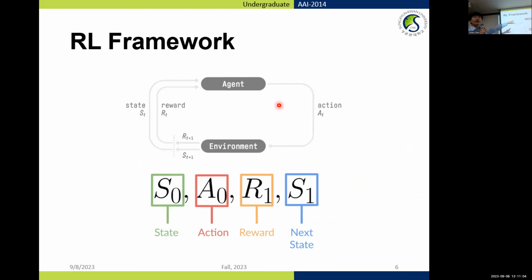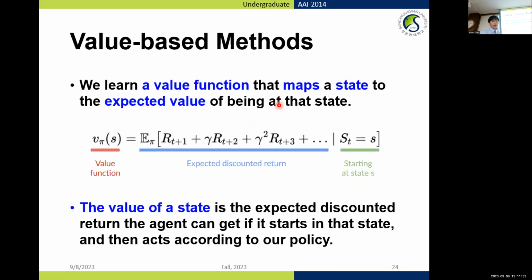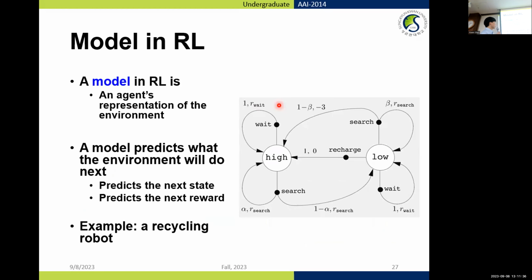Now, the agent itself, if it has some information about the environment, can also build a model about the environment. We call it a model-based method. So it can be model-based or model-free. It can have a model or not. The difference is that the model predicts what the environment will do next.